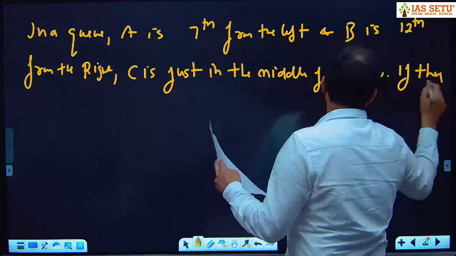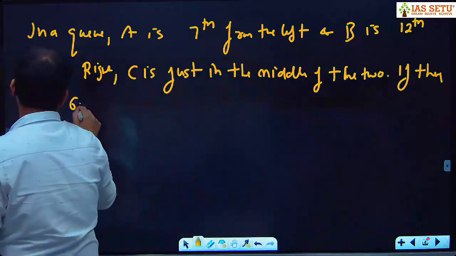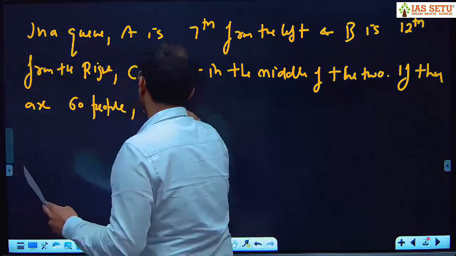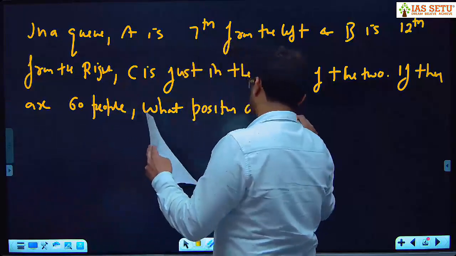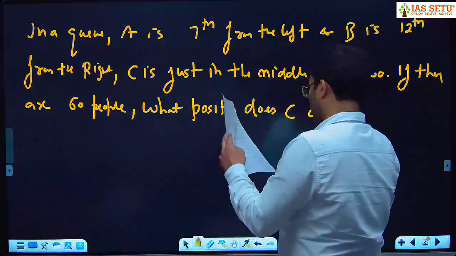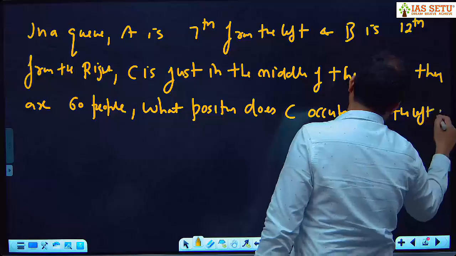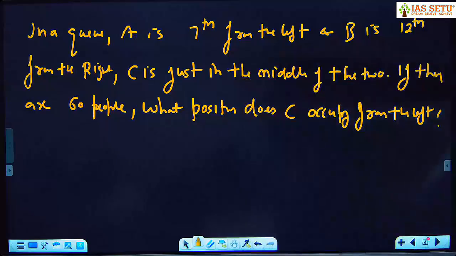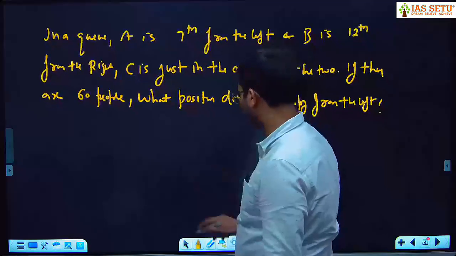If there are 60 people, what position does C occupy from the left? What position does C occupy from the left? That is asked. So I solve step by step. Total are given 60.